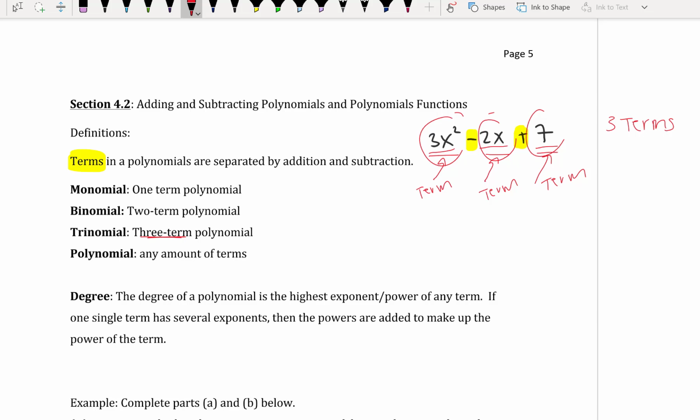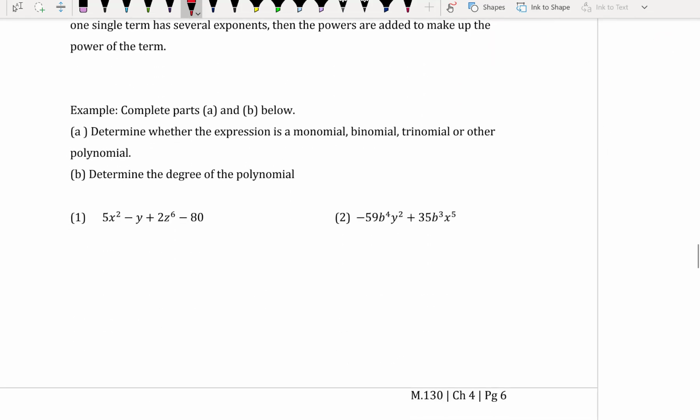And also we have the degree. The degree of a polynomial is the highest exponent or power of any term. If one single term has several exponents, then the powers are added to make up the power of the term. So let's look at some examples below. For part A, determine whether it is a monomial, binomial, trinomial, or other polynomial. And part B, determine the degree of a polynomial.